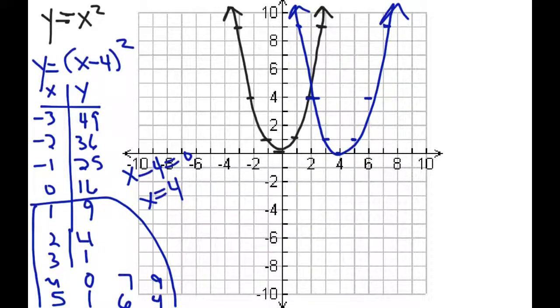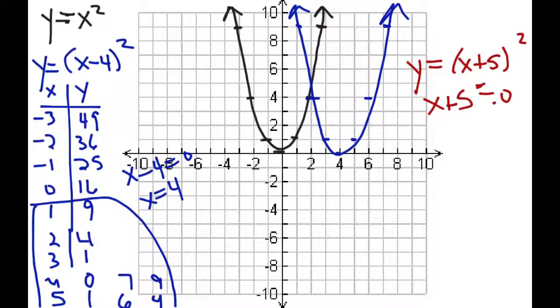What happens if I try to graph y equals (x plus 5) squared? I'm going to start skipping steps now. If it's inside the parentheses, it's going to move the graph left to right. So I'm going to take what's inside the parentheses, set it equal to 0, and solve for x. That says move the vertex here to negative 5. So it's going to be there.